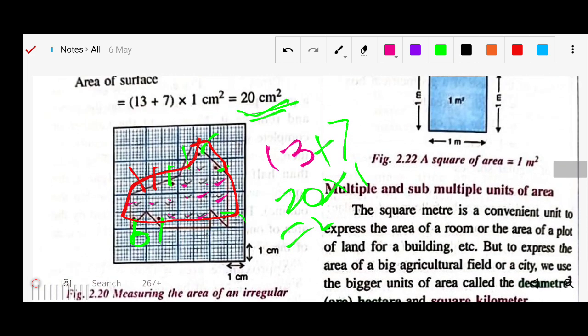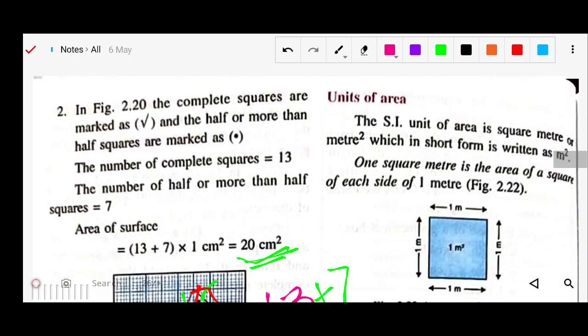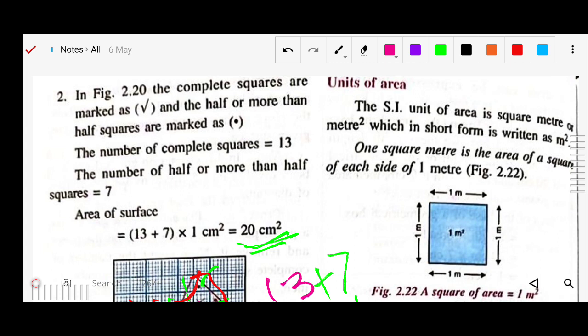Then after this, we have some of the units. So the SI unit of area is square meter, or meter square, right? What is the unit of area? Meter square. In short, we write m square. 1 square meter is the area of a square of side 1 meter.